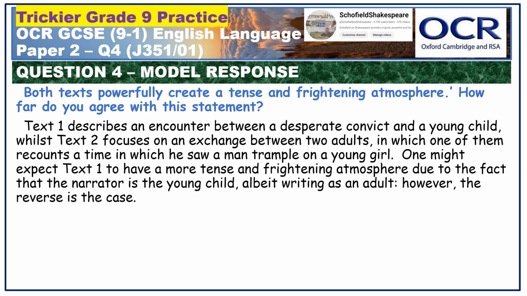Text 1 describes an encounter between a desperate convict and a young child, whilst text 2 focuses on an exchange between two adults, in which one of them recounts a time in which he saw a man trample on a young girl. One might expect text 1 to have a more tense and frightening atmosphere, due to the fact that the narrator is the young child, albeit writing as an adult. However, the reverse is the case.